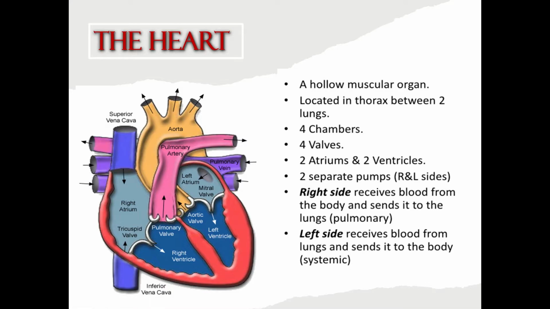So this oxygenated blood is pumped through the heart to the entire body from the left side of the heart. So remember, the right side of the heart receives the blood which is deoxygenated, and the left side of the heart pumps the blood to the entire body, which is oxygenated blood or the pure blood.